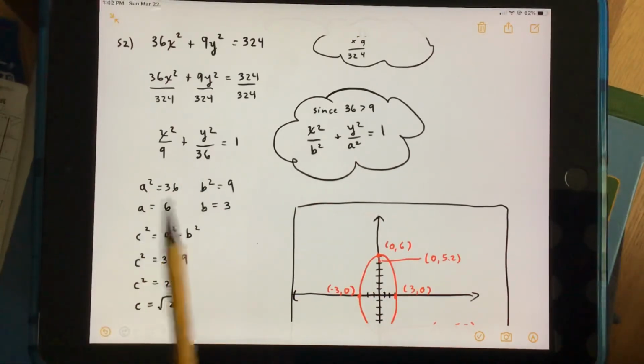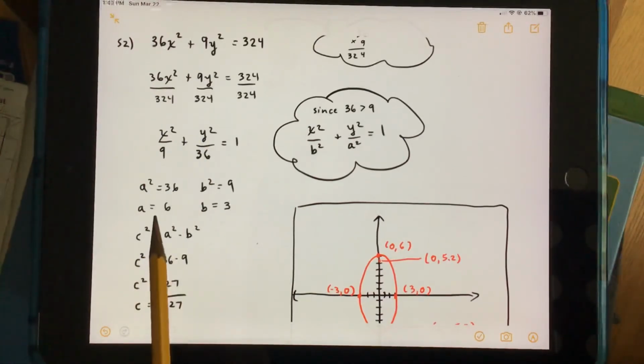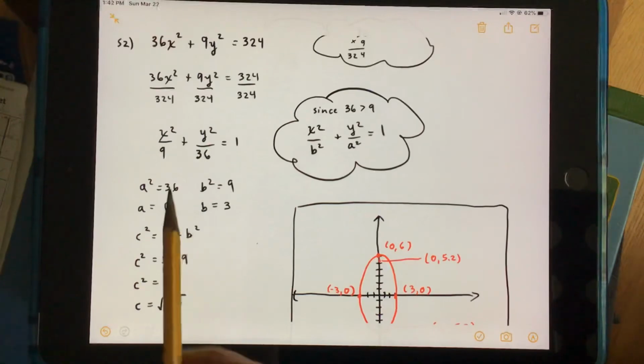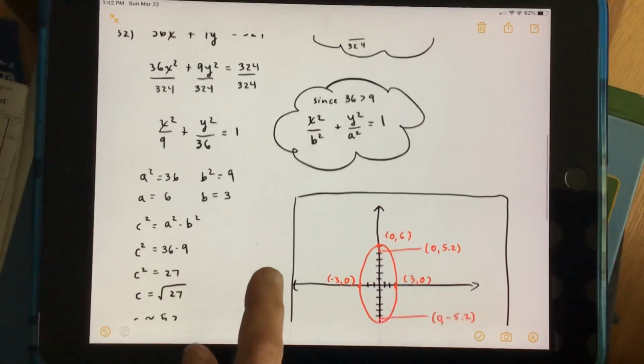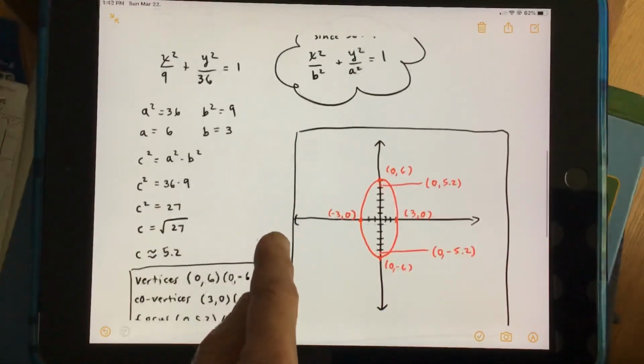So here I'm working out my values for a, b, and c. A squared is 36, so A is 6. B squared is 9, so B is 3. To get from 36 to 6 and from 9 to 3, of course, I took the square root of both sides. Then I'm going to work out my C squared to figure out the value of C.